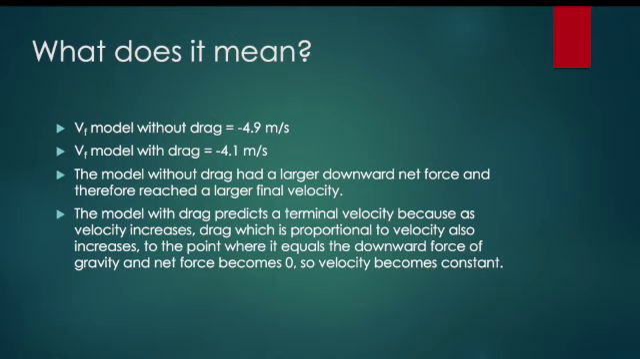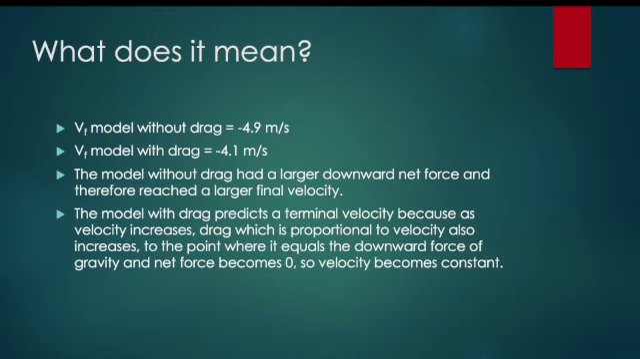So what does this all mean? My final velocity for the model without drag was bigger than my final velocity for the model with drag, and this is because the model without drag had a larger downward net force and therefore reached a larger final velocity. From this we can see that the model with drag predicts a terminal velocity, which the model without drag, the model that only shows gravity, does not.